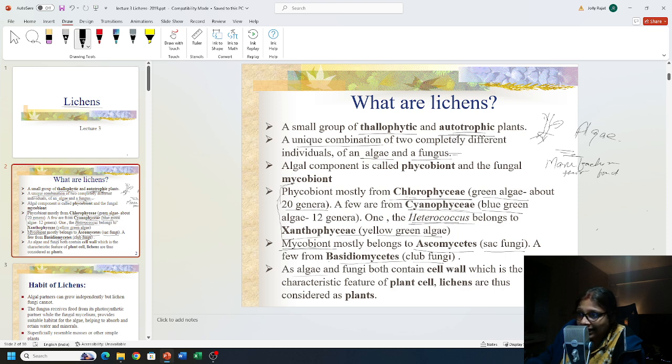Algae and fungi both contain a cell wall. Algae is a plant, it comes under the category of plants, so definitely it has a cell wall. All the plants bear a cell wall. Fungi as well bear a cell wall. Since both contain a cell wall, which is a characteristic feature of plant cells, lichens are considered as plants. The main reason why lichens are considered plants is because of these characteristics.